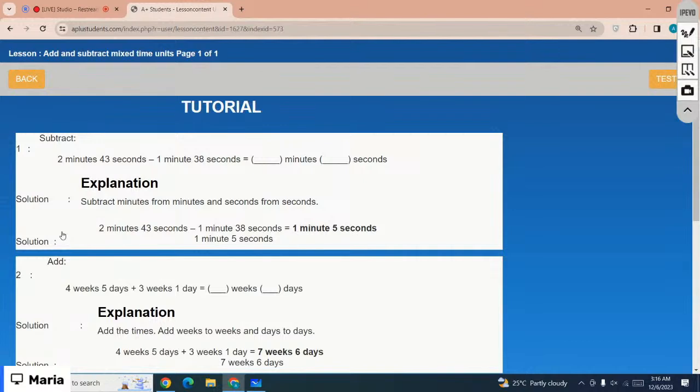Okay, the first example is subtract 2 minutes 43 seconds minus 1 minute and 38 seconds. So you have to subtract them, right? You subtract the same units, like you can subtract minutes from minutes and seconds from seconds. So 2 minutes minus 1 minute is 1 minute, and 43 seconds minus 38 seconds is 5 seconds. You always subtract the same units, right? Keep this very important point in your mind. Let's just start with the test questions.